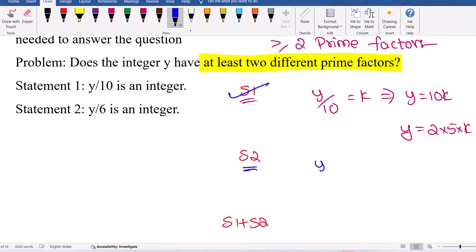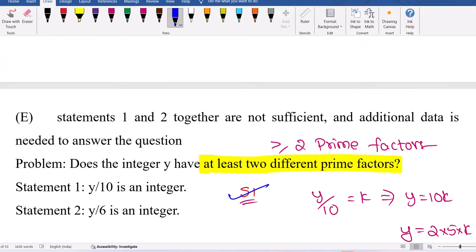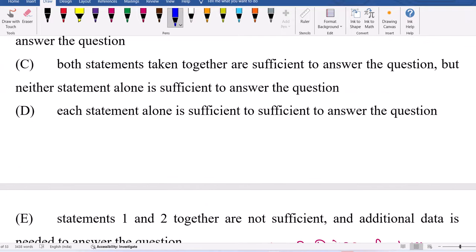Statement 2 alone, y divided by 6 equals some constant c, then y equals 6 into c. 6 can be written as 2 into 3. Yeah, y is divisible by two different prime numbers. 1 alone, 2 alone, right? So here you go through the options: together not sufficient, no, alone itself sufficient. Each statement alone, guys, see, this is what the option is. In Mettl platform, this is how the options are. Each statement alone is sufficient to answer the question.